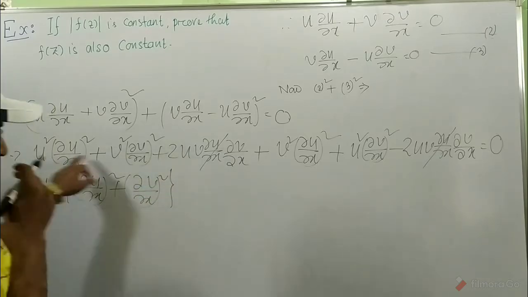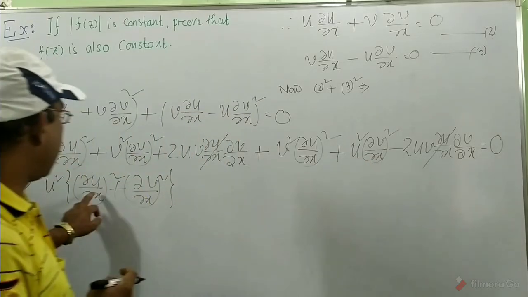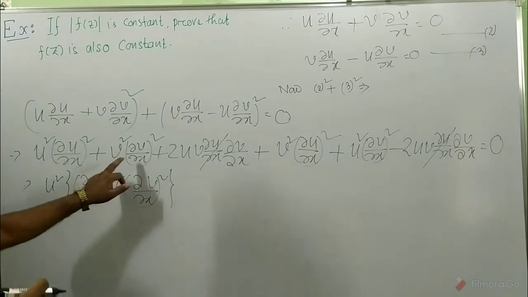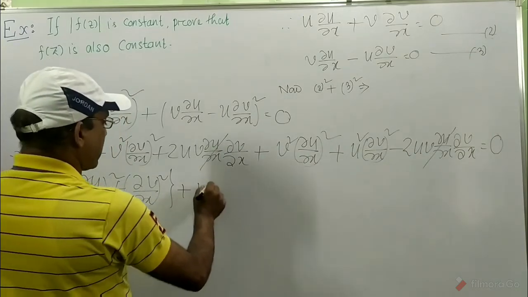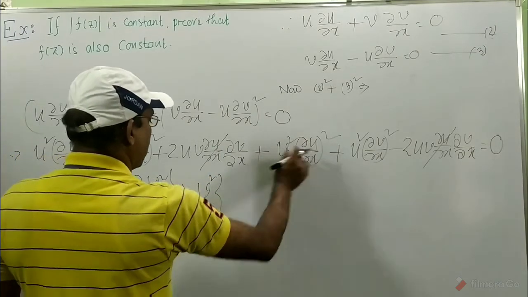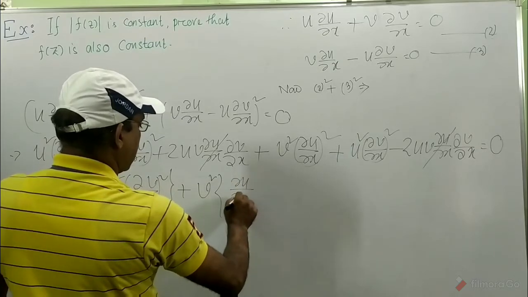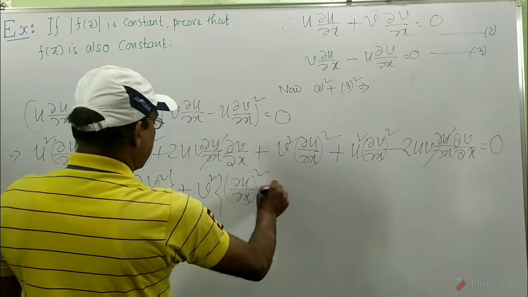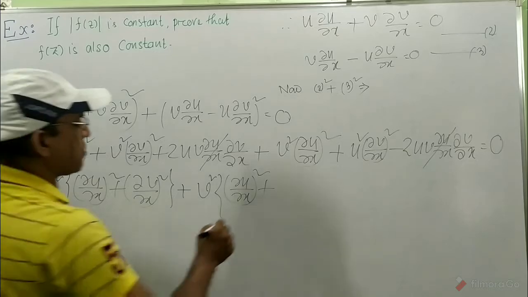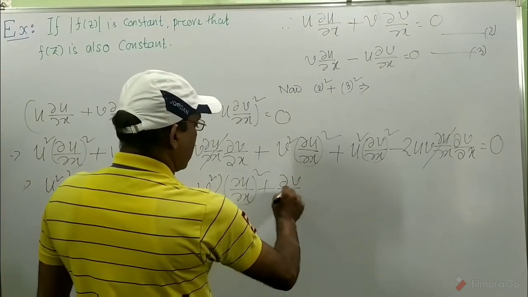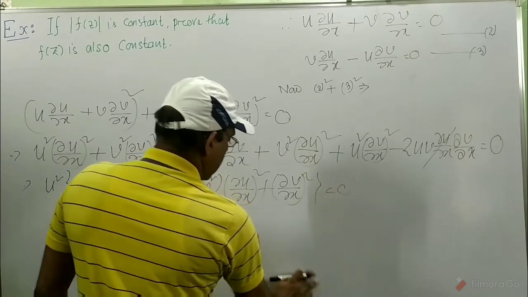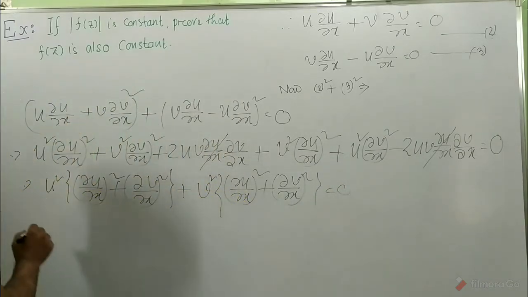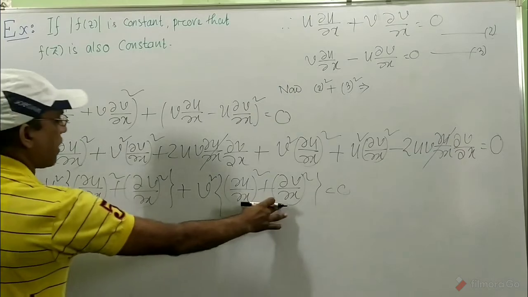If we take u square common from this and this, we get (∂u/∂x) whole square plus (∂v/∂x) whole square. And from these two, taking v square common, we again write (∂u/∂x) whole square plus (∂v/∂x) whole square. We get this one.